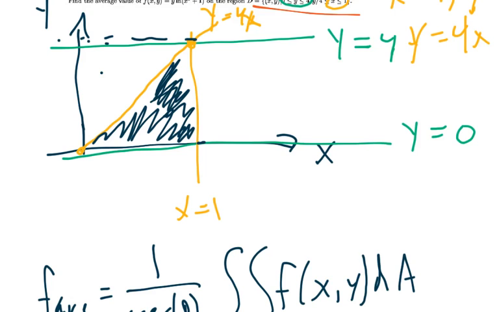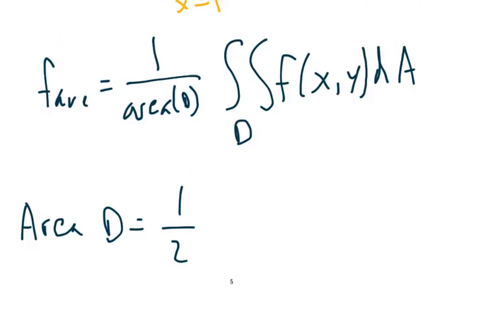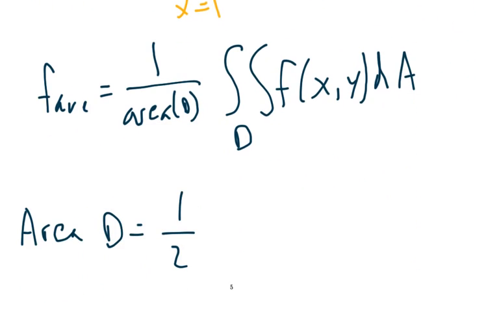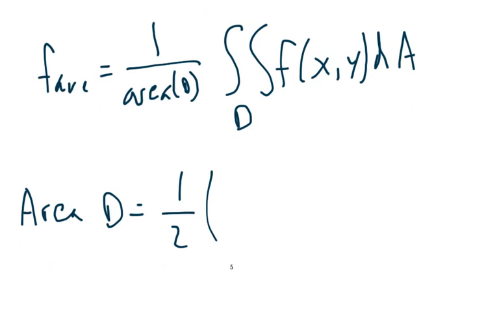How are we going to find the area of D? Well, area of D is just a triangle, right? So it's 1/2 height times width, right? So the height is 4. The width is 1, so this is equal to 2.